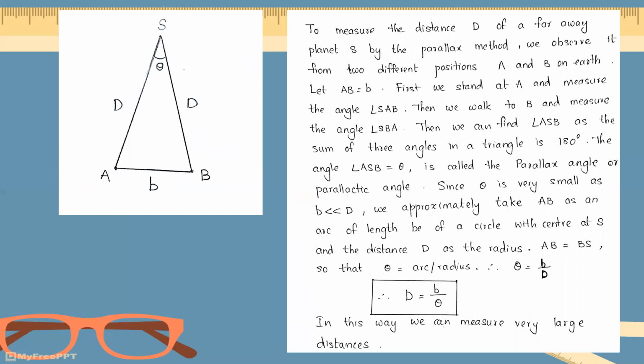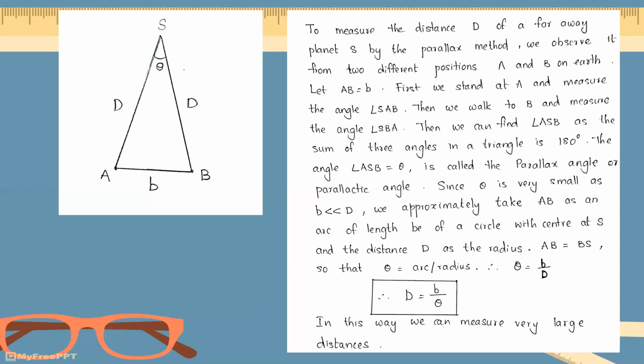Let us assume it is capital D. To find the distance, first we will stand at one point on the Earth, that is capital A. From there, we will see the planet. With the help of special types of telescopes or binoculars or some other optical instrument, you can find the angle SAB. Okay?